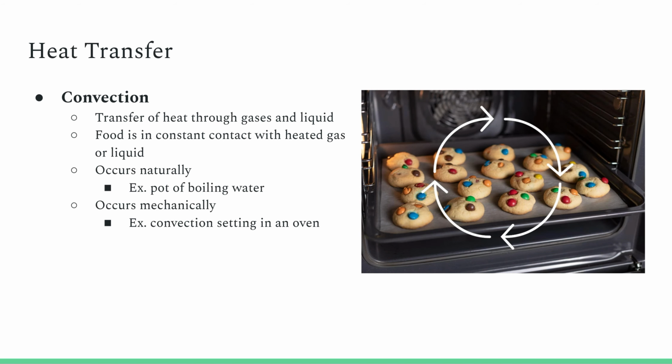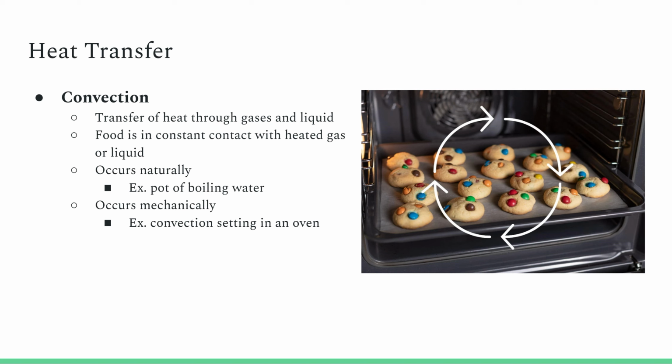As for convection, this is the transfer of heat through gases and liquids. This means that the food is in constant contact with heated gas or liquid. This can occur naturally, as in a pot of boiling water. That's the circulation of the cooler water molecules falling to the bottom of the pot, getting heated up, being pushed to the top, and then that creates this cycle of water molecules cooling down, reaching the top, being pushed down to the bottom by the other molecules that have heated up.